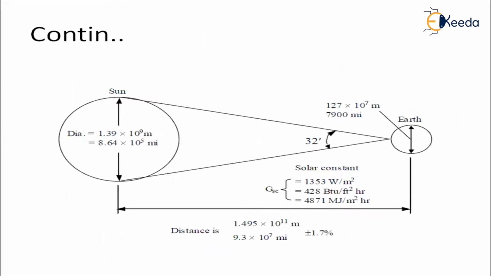So we know the diameter of the sun and the diameter of the earth. From the point of the earth, we can see the sun at an angle of 32 minutes. At that point, what radiation we are getting per meter square is the solar constant. Here it is given as 1353, but it has now changed to 1367.